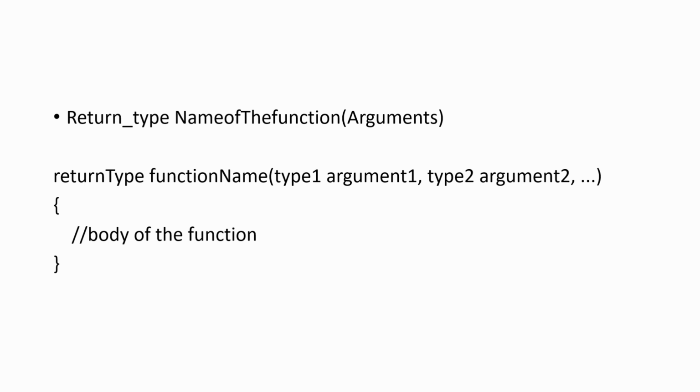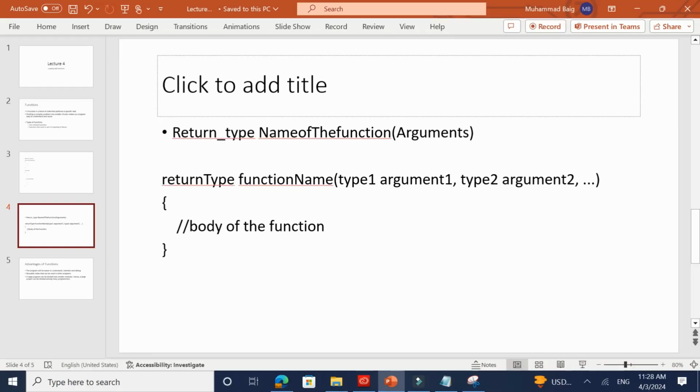And so you have the return type, function name, argument one, argument two, and then you get the body of the function. Let me walk through some of the examples.